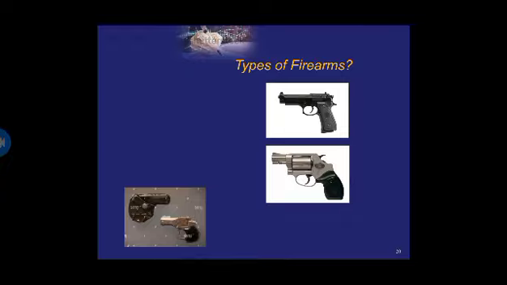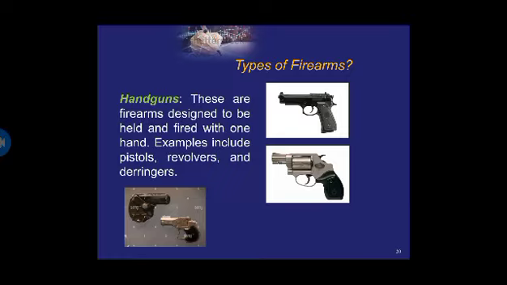Next, we will discuss the types of firearms. Firearms can be classified into various categories based on their design, function, and intended use. Some common types include handguns. Handguns are firearms designed to be held and fired with one hand. Examples include pistols, revolvers, and derringers.